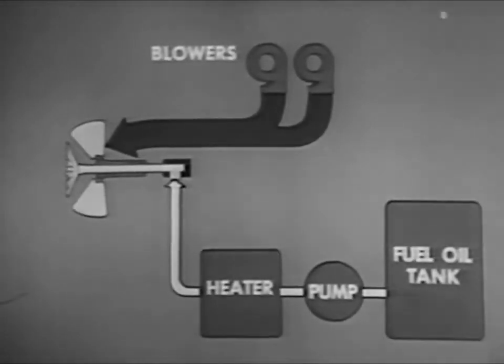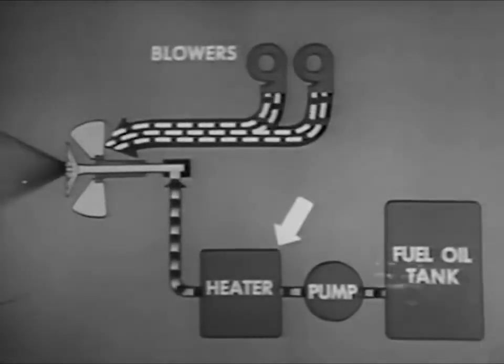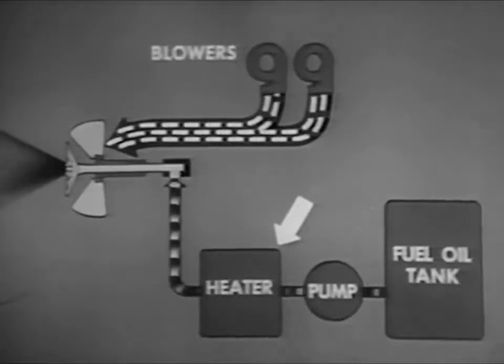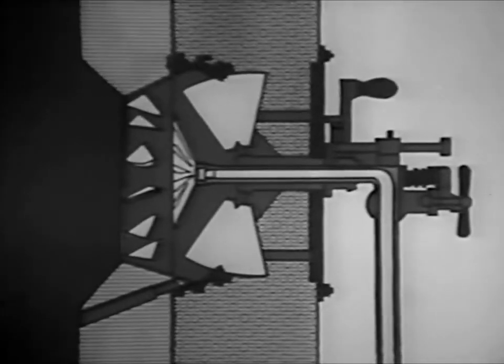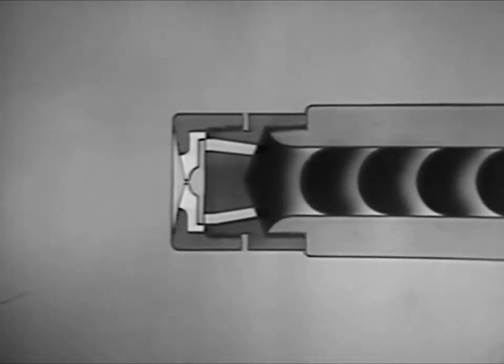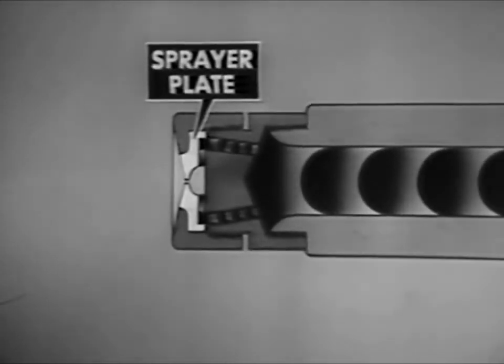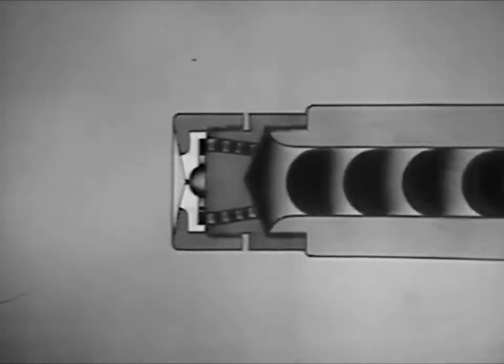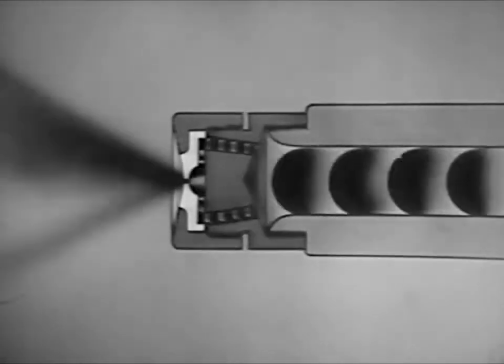The forced draft blowers send a strong blast of air to the burner. The fuel oil pump sends the oil through the heater, where the oil is heated to give it good flow qualities. Then the oil is pumped to the burner. This simplified cutaway of the burner shows how the fuel oil is forced through the burner barrel to the atomizer nozzle, where a series of passages guide the oil to the sprayer plate. The sprayer plate makes the oil rotate at high speed, breaking up the oil into particles. The oil leaves the atomizer as a hollow, mist-like cone or spray.